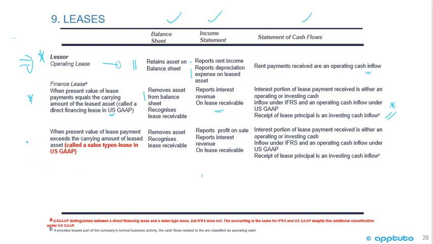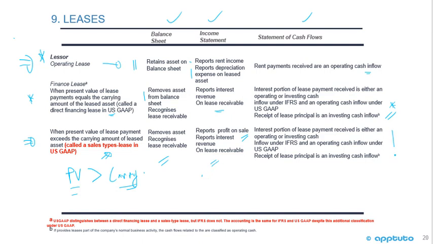Now, you need to be careful of when the present value of the lease payment is more than the carrying amount. That means the lessor has made a bit of a profit, like on the sale, because the present value of the lease payments is more than the carrying value. In the US, they call that a sales type lease, okay, under US GAAP. In this case, again, the lessor removes the asset. He's going to recognize the lease receivable, and you report the profit on the sale at the time that the lease is signed, okay? And again, it's going to be interest revenue on the lease receivable.